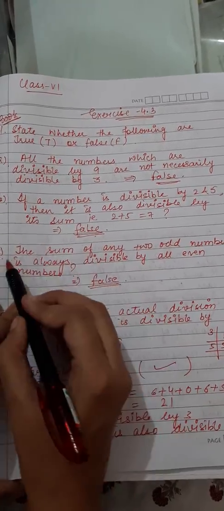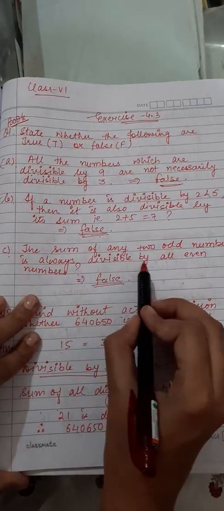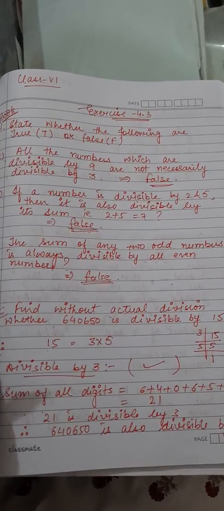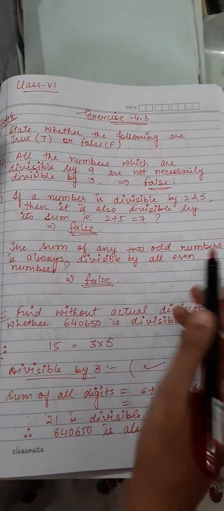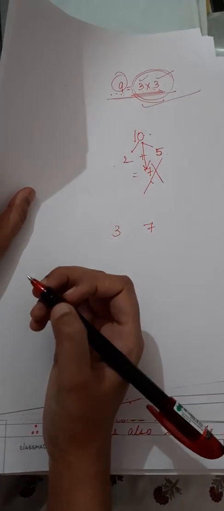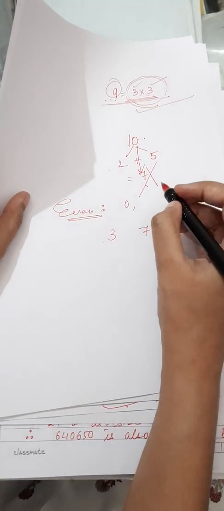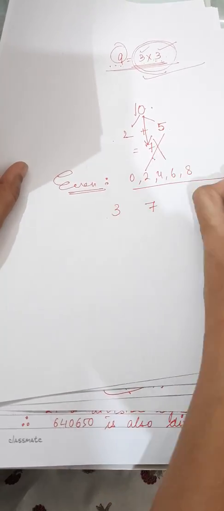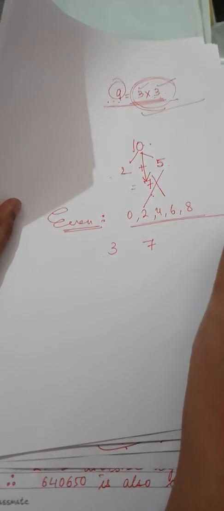The C part is: the sum of any two odd numbers is always divisible by all even numbers. It is false. Now let us take all the even numbers. They are saying the sum of any two odd numbers. Let us take 3 and 7. These two are odd numbers. And you should know what the even numbers are. Even numbers are numbers whose ones place is 0, 2, 4, 6 and 8. Numbers which end with these digits are the even numbers.